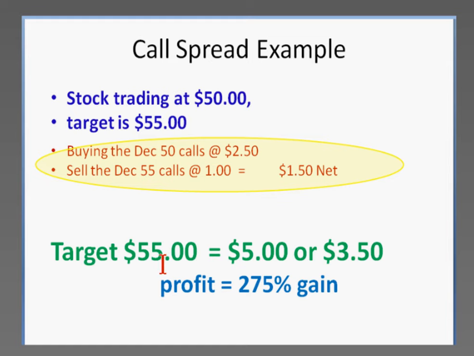And so now that $1.50, if this stock goes to 55 or greater, the net difference is still going to be $5. If it goes to 57, the options that we bought on the Decembers are now going to go to $7, but the 55s we're going to have to buy back for $2, so still a net difference of $5. So if that stock goes to anything greater than 55, we've got a 275% profit instead of 100% profit.